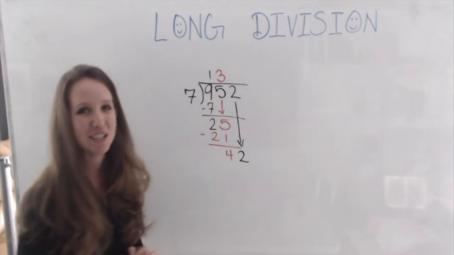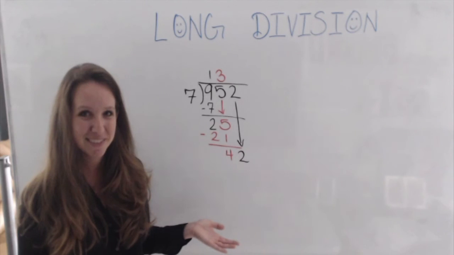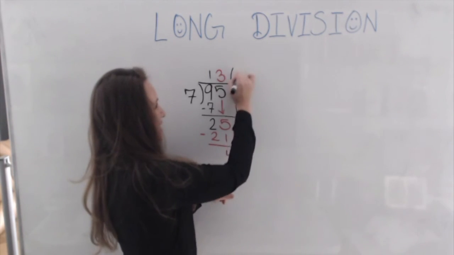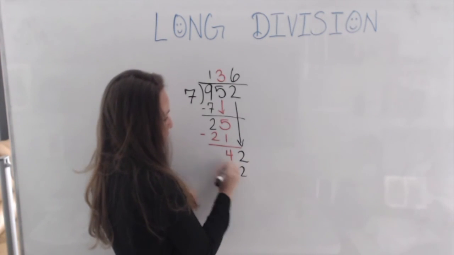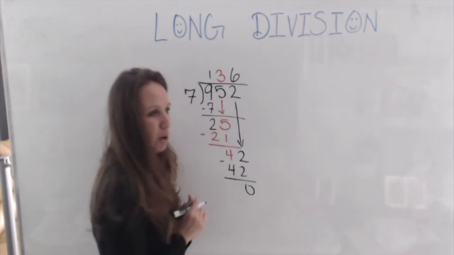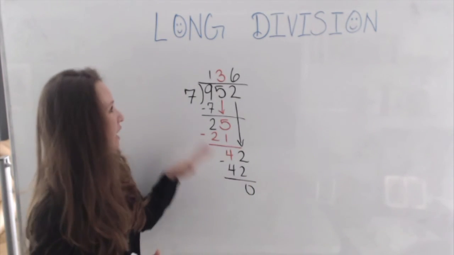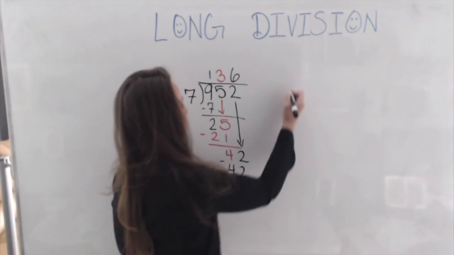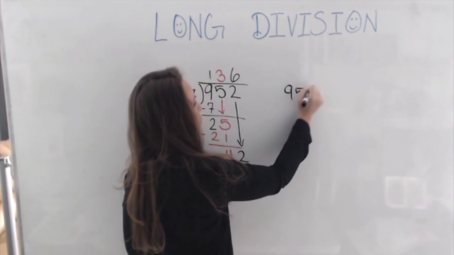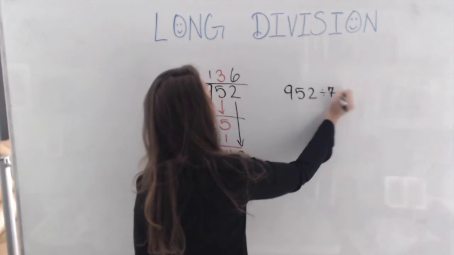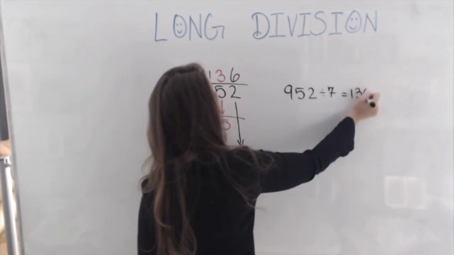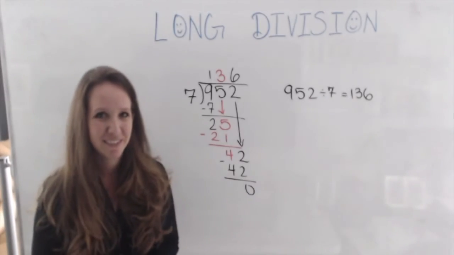7 goes into 42. How many times? That's right, 6 times, and that's 42. We subtract with 0 remainders. And that is how you perform long division. So 952 divided by 7 is 136. That's it.